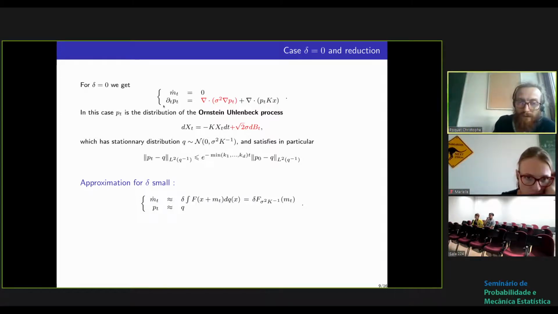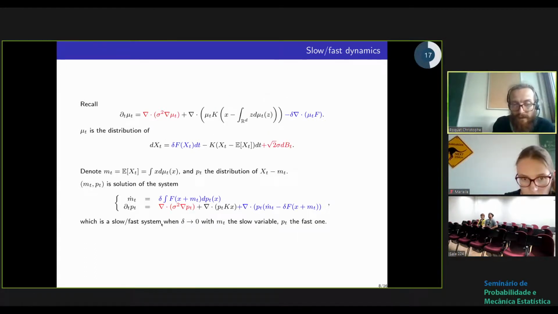If you imagine that the fast variable goes quickly to Q, you want to say, okay, at first approximation, I want to say that PT will be more or less equal to Q because it's attracted very fast to Q. And now for the dynamics of MT, well, the dynamics of MT was given by this term here, but if you say that PT is very close to Q, you want to replace it at first approximation by Q here.